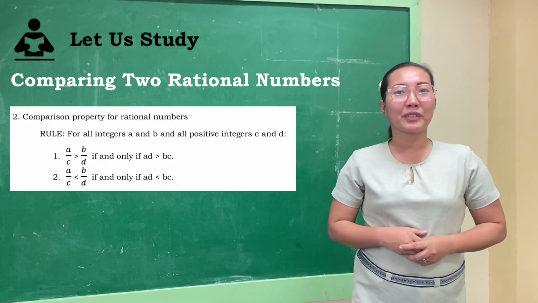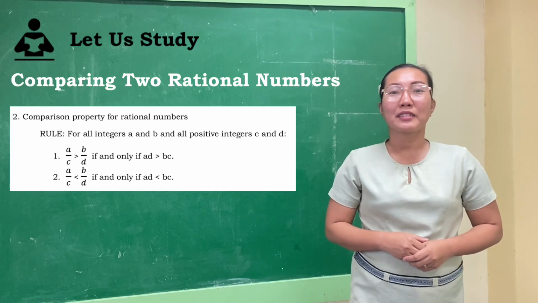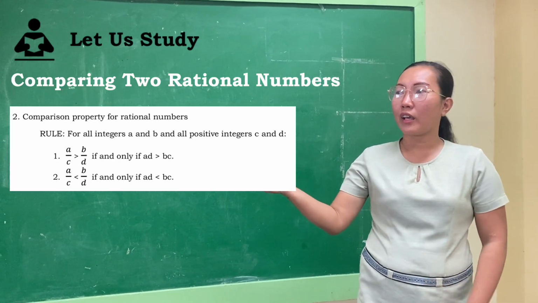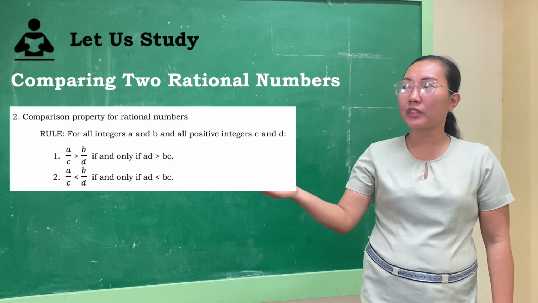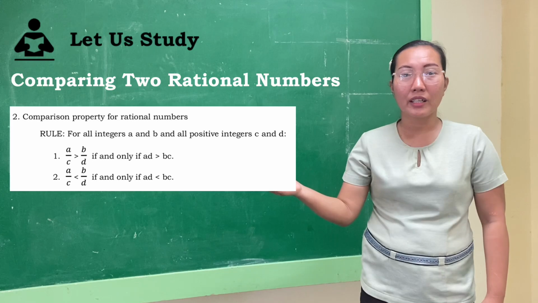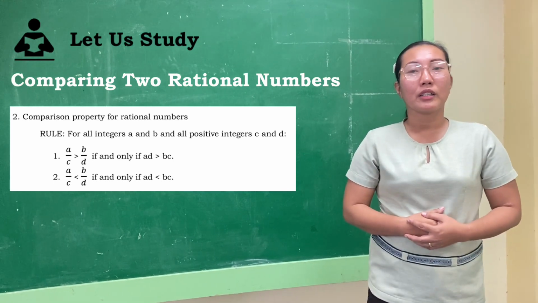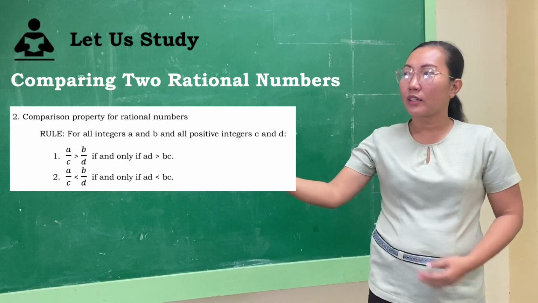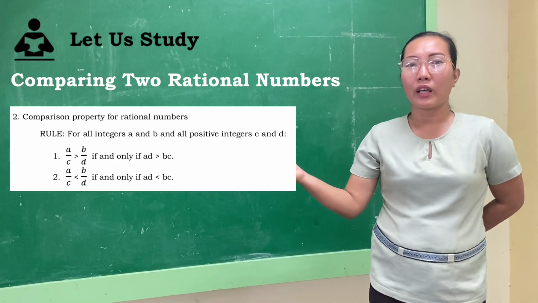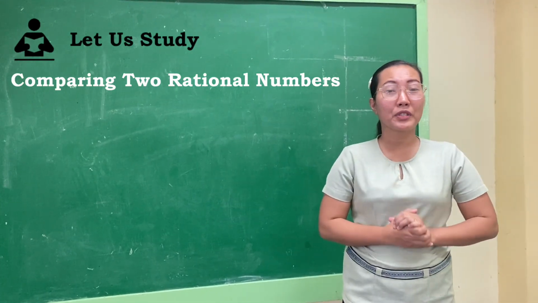The second method is the comparison property of rational numbers. Say for instance, we have these two fractions. A over C is greater than B over D if and only if AD is greater than BC. Another one, if A over C is less than B over D, if and only if AD is less than BC. So now let's proceed to the example.